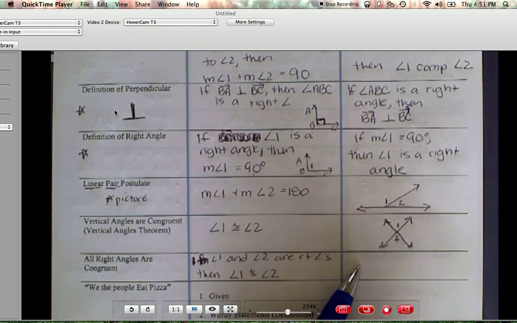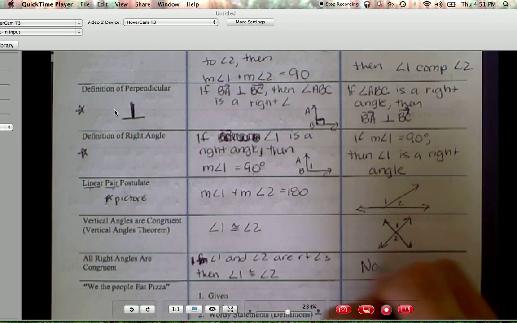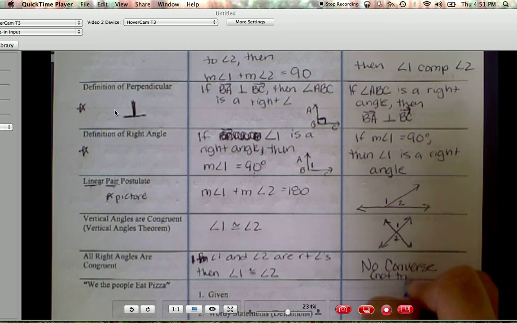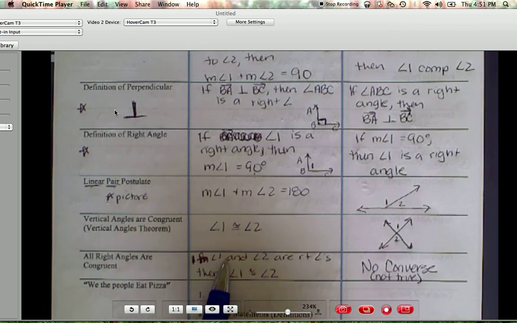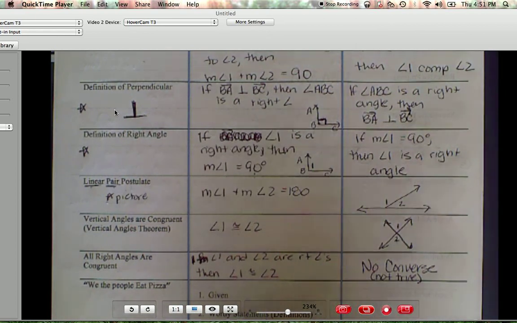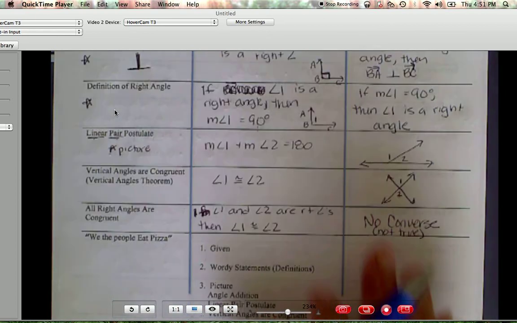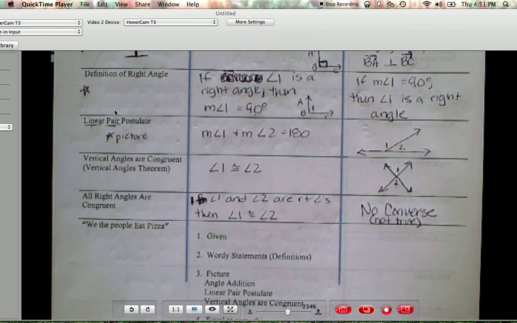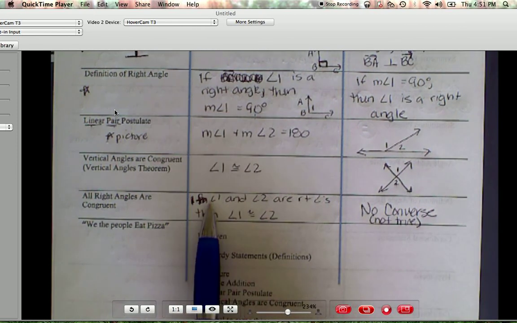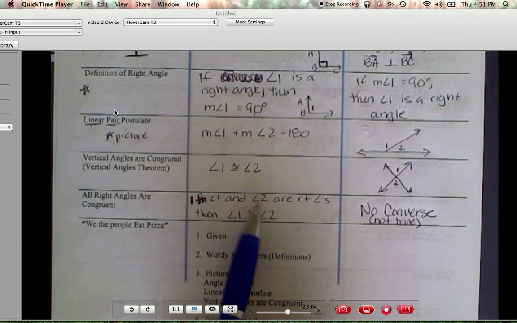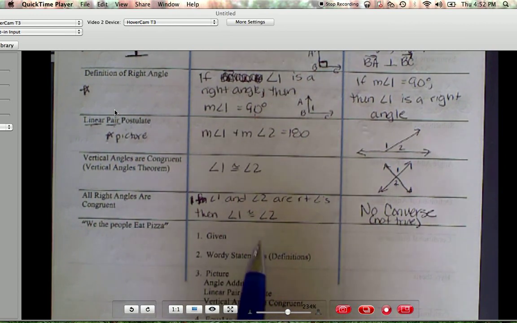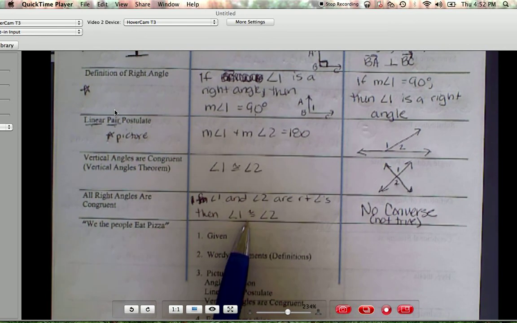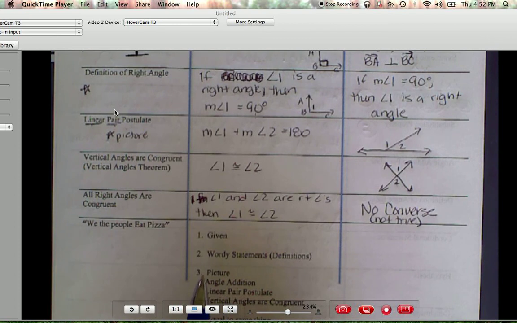Now, in this case, the converse is not true. No converse. Well, there is a converse, but it's not true, so we're not going to write it down. If angle 1 and angle 2 are right angles, then they must be congruent to each other. If I said angle 1, angle 2, angle 3, angle 4, angle 5 are all right angles, then I could say all of them were congruent to each other. Okay, so this gives us a shortcut. There's a longer way that we can get through these steps, which I can show you in the proof. But anytime we know two angles are both right angles, we should just go ahead and state that they're congruent, since, of course, that will be true.